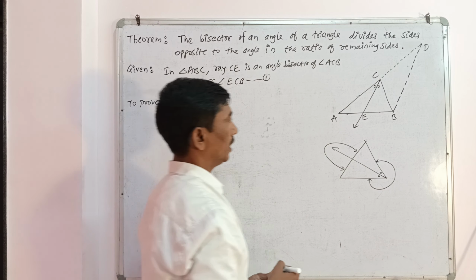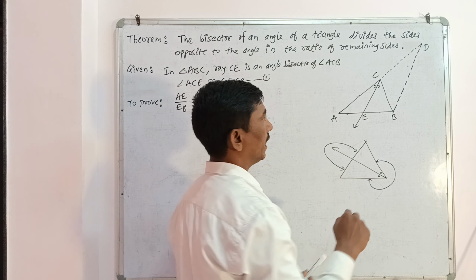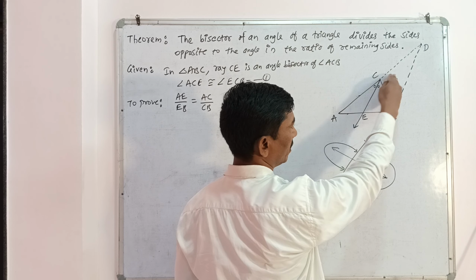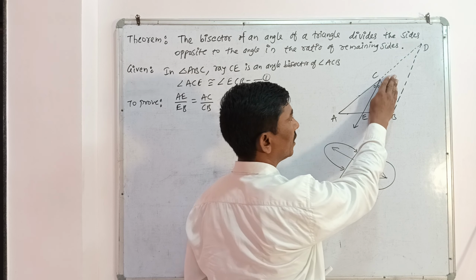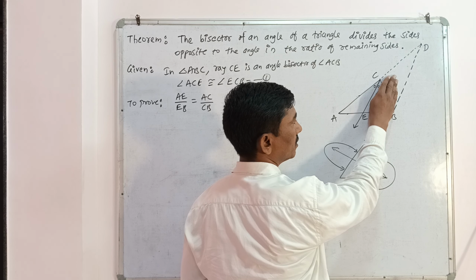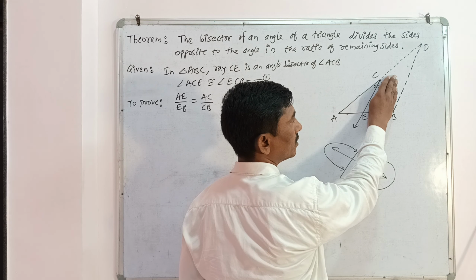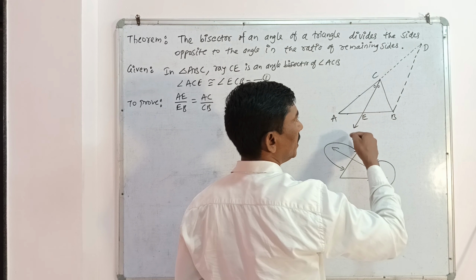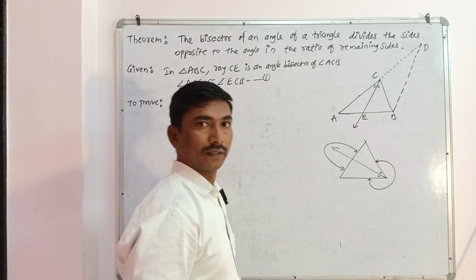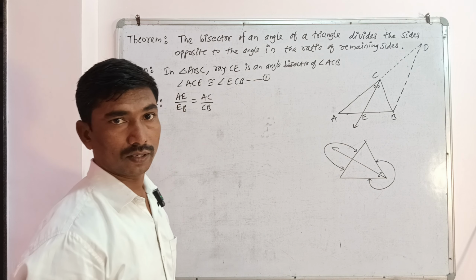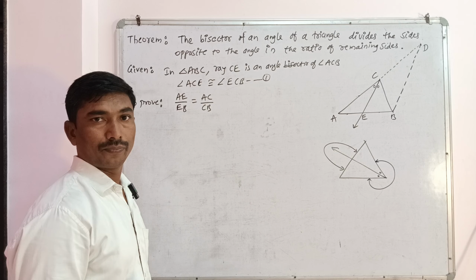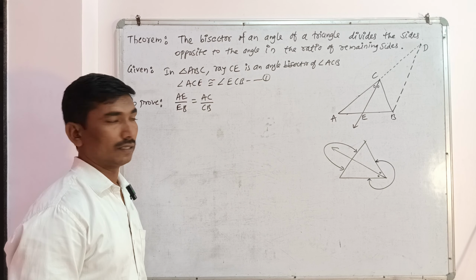Okay, so now you can see that if you just keep this side CB like this, then in triangle ABD, line CE is parallel to side BD. So it is useful for us according to BPT, isn't it?